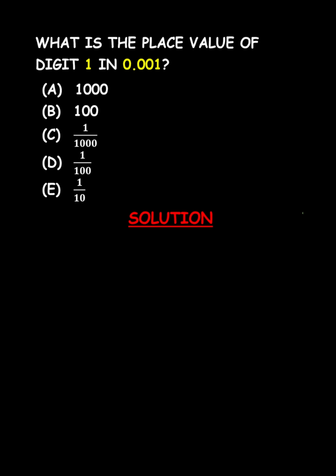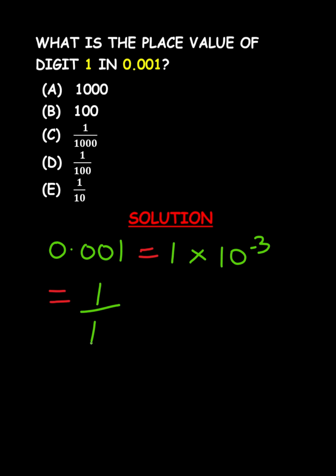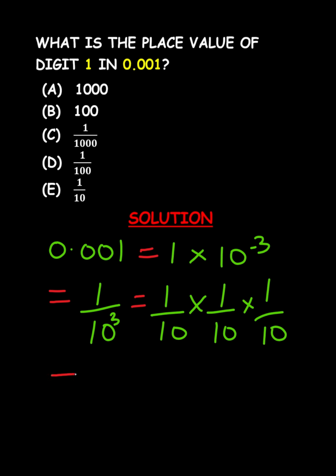Write 0.001 in standard form. 0.001 is equal to 1 times 10 to power minus 3, which equals 1 over 10 cubed, equals 1 over 10 times 1 over 10 times 1 over 10, equals 1 over 1000. Therefore, the place value of digit 1 in 0.001 is 1 over 1000. The correct answer is C.